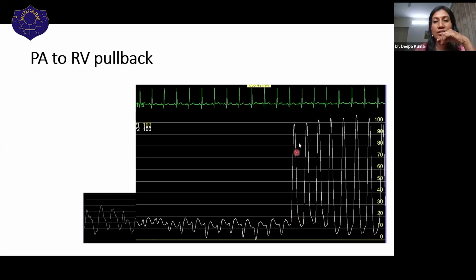So the dicrotic notch you can see in the descending limb of the PA, whereas you see the A wave in the ascending limb of the RV. So these are the two clues. In fact, a nearly identical tracing is given in Moss Adams in the peripheral PS section. It is very nicely described there, an almost identical image.